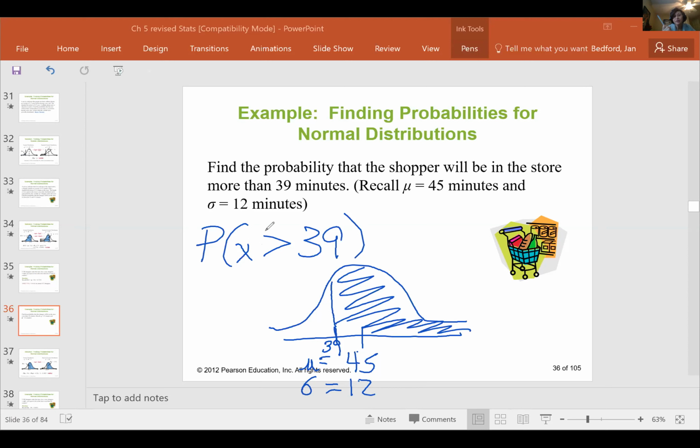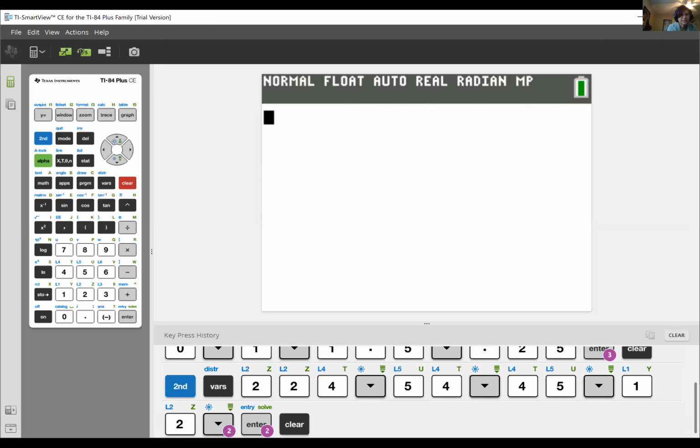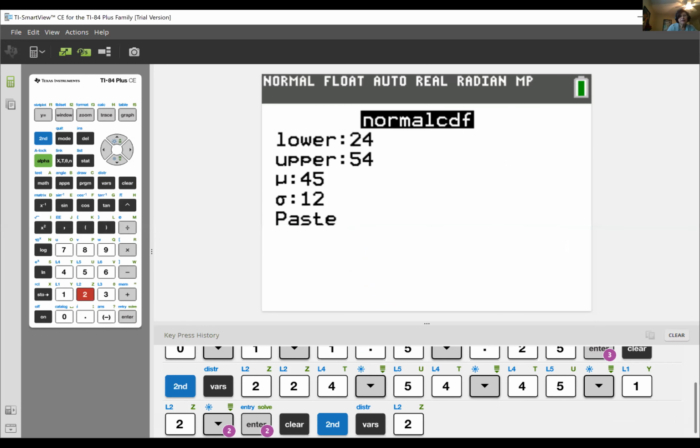So I want us to go to the calculator. This is a normal CDF question, correct? Okay, so if I pull up the calculator and we type in second vars, choose 2 for normal CDF.